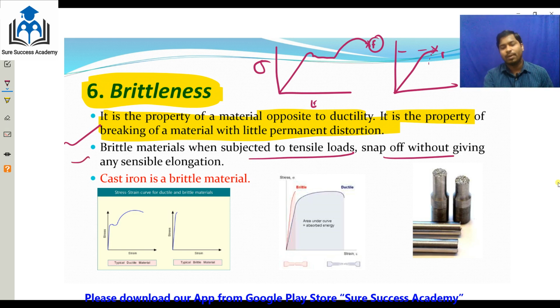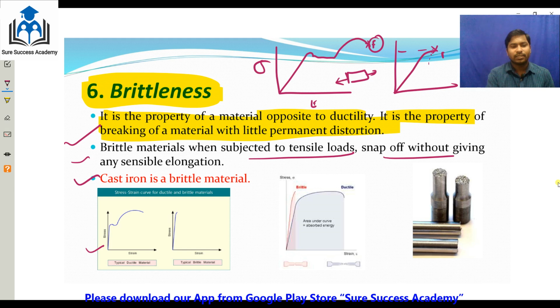If you apply tensile load to the specimen, the deformation is very small, but it will fail. So without noticeable deformation, the material will fail. That is called a brittle material. Cast iron is a brittle material. Cast iron is a more brittle material.